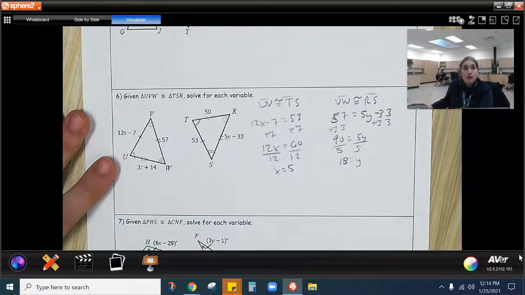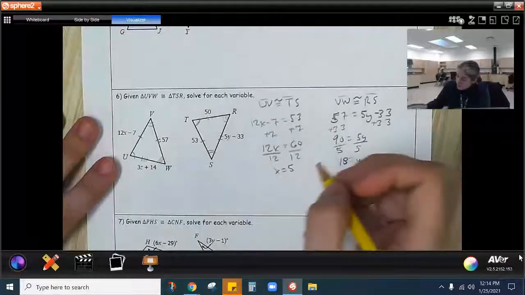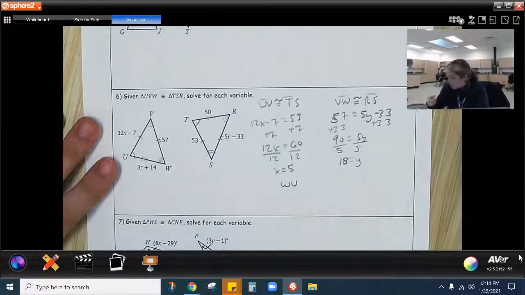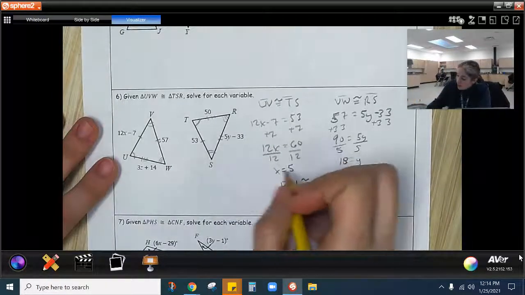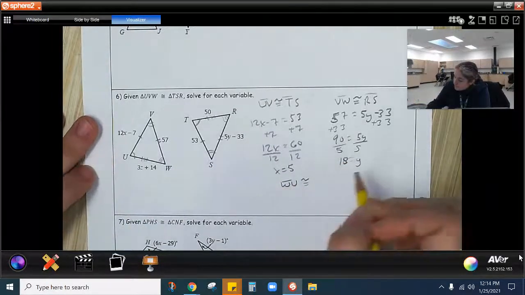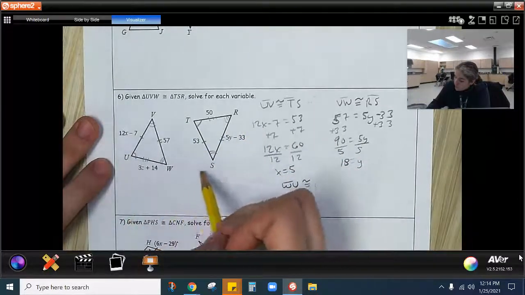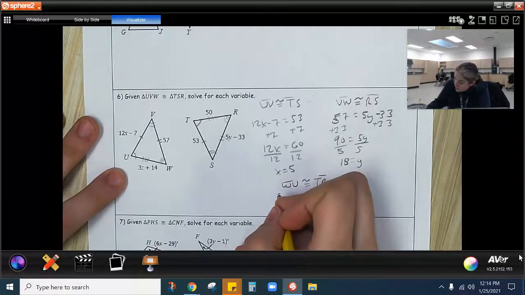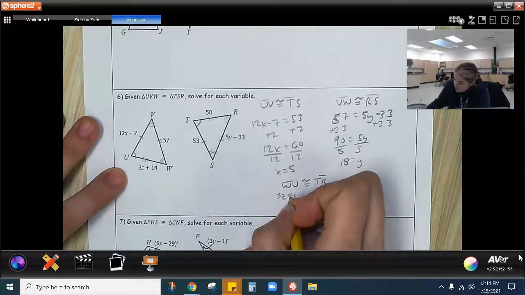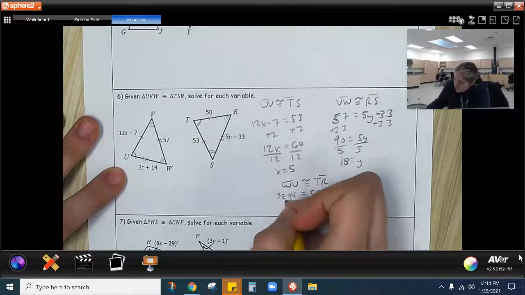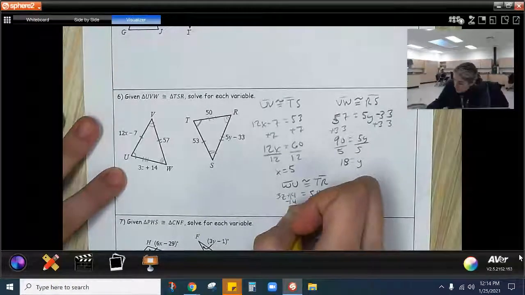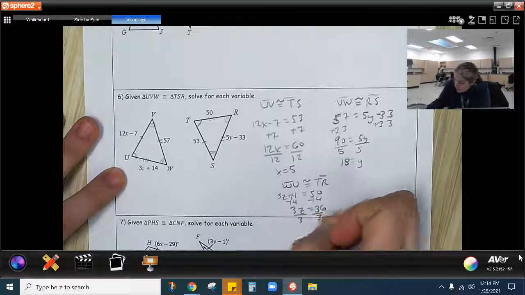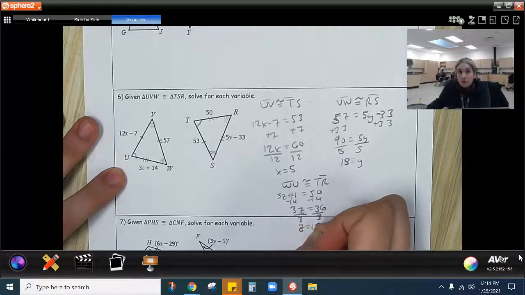All right, and then our next one is WU. You can write it UW if you want to, but go Cougs. And then WU is congruent to TR. So that would be 3z plus 14 is equal to 50. So I subtract 14 on both sides. We get 3z is equal to 36. Divide by 3, z is equal to 13.